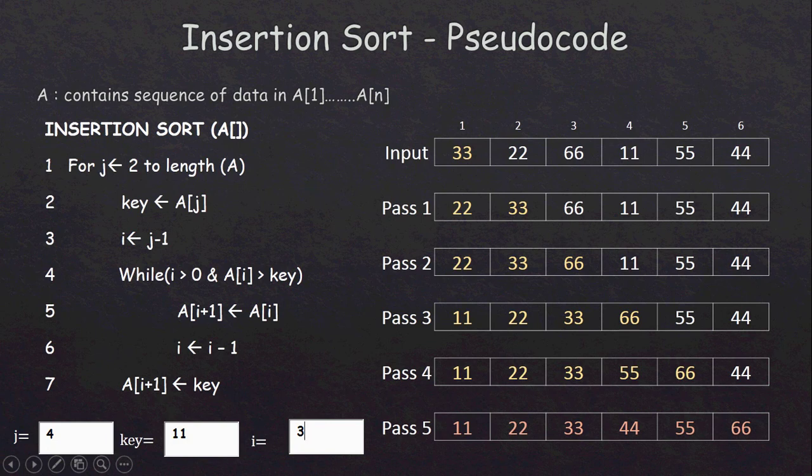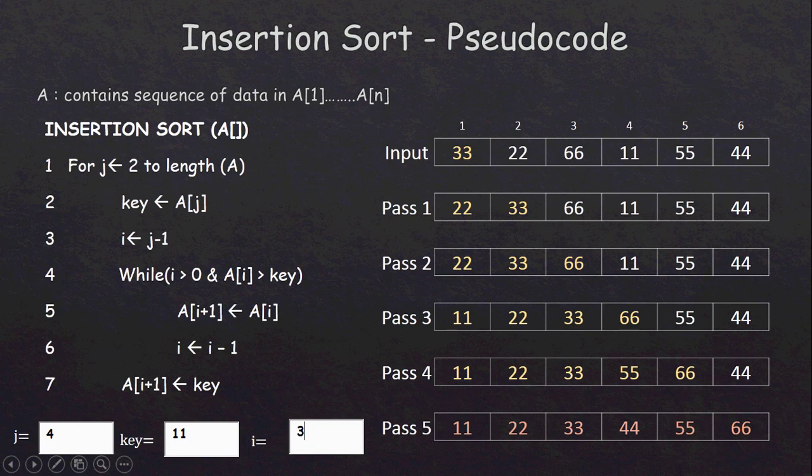Again this condition will be checked. I is greater than 0, 3 is greater than 0. What is a of 3? A of 3 is 66. 66 is greater than key. So in place of a of I plus 1, I am storing a of I. So in place of a of 4, I am storing a of 3. So this 66 is stored here. That means I am just shifting this one. So this statement needs to shift the element right.